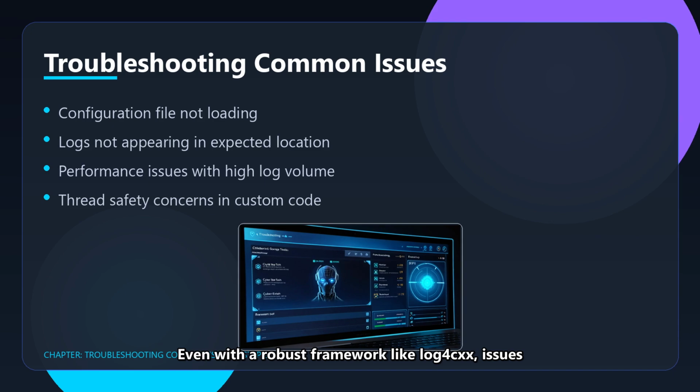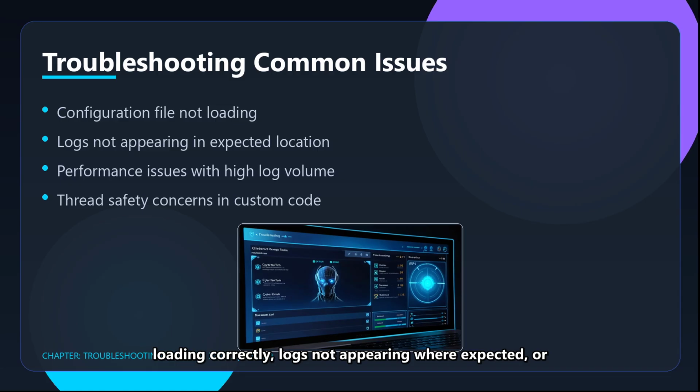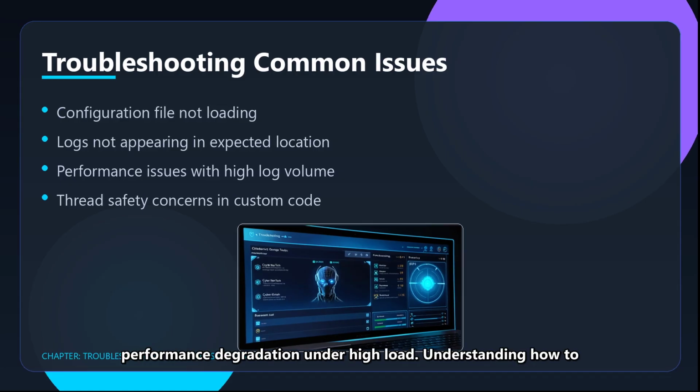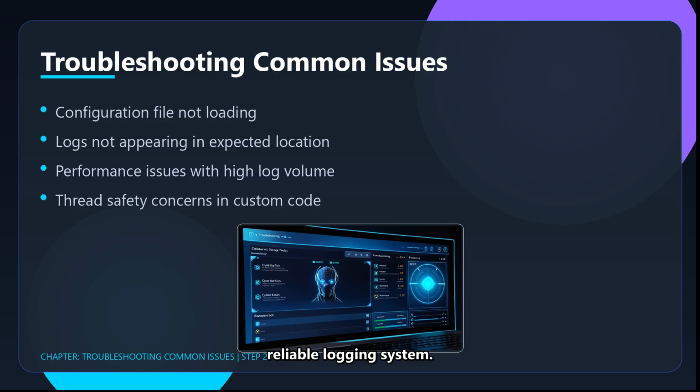Even with a robust framework like Log4cxx, issues can arise. Common problems include configuration files not loading correctly, logs not appearing where expected, or performance degradation under high load. Understanding how to troubleshoot these issues is key to maintaining a reliable logging system.